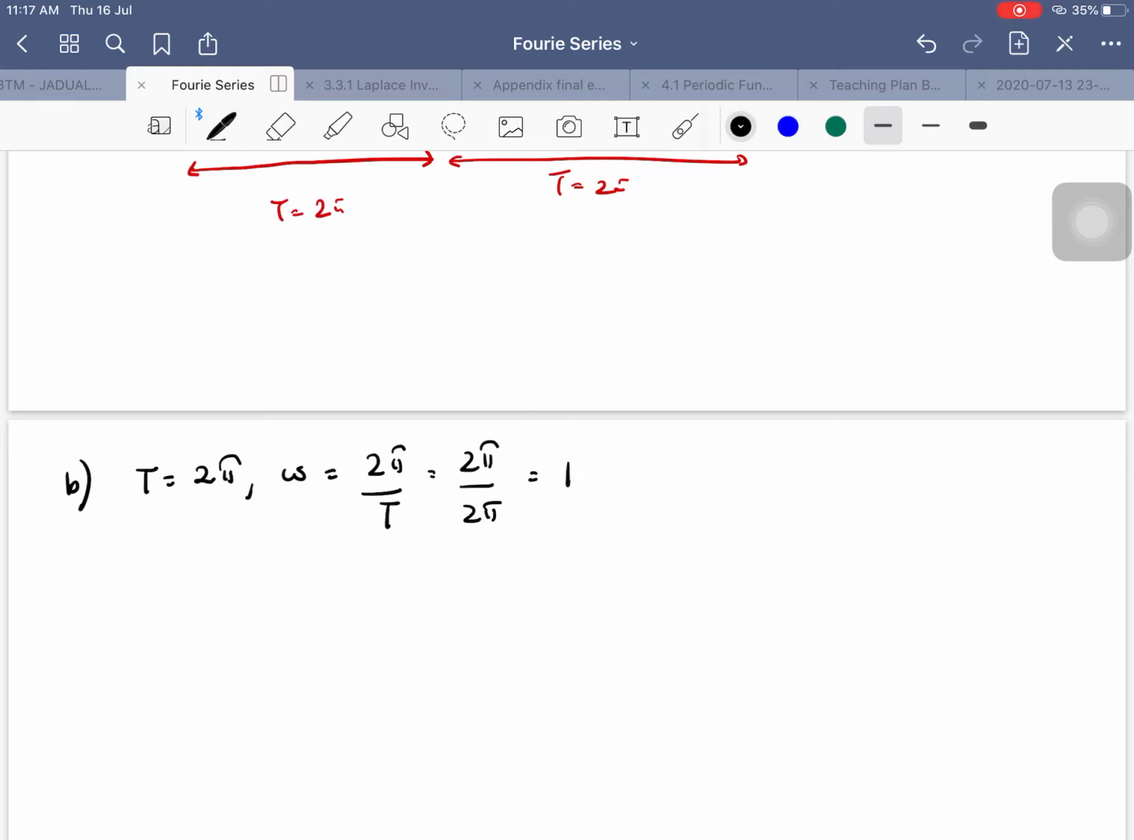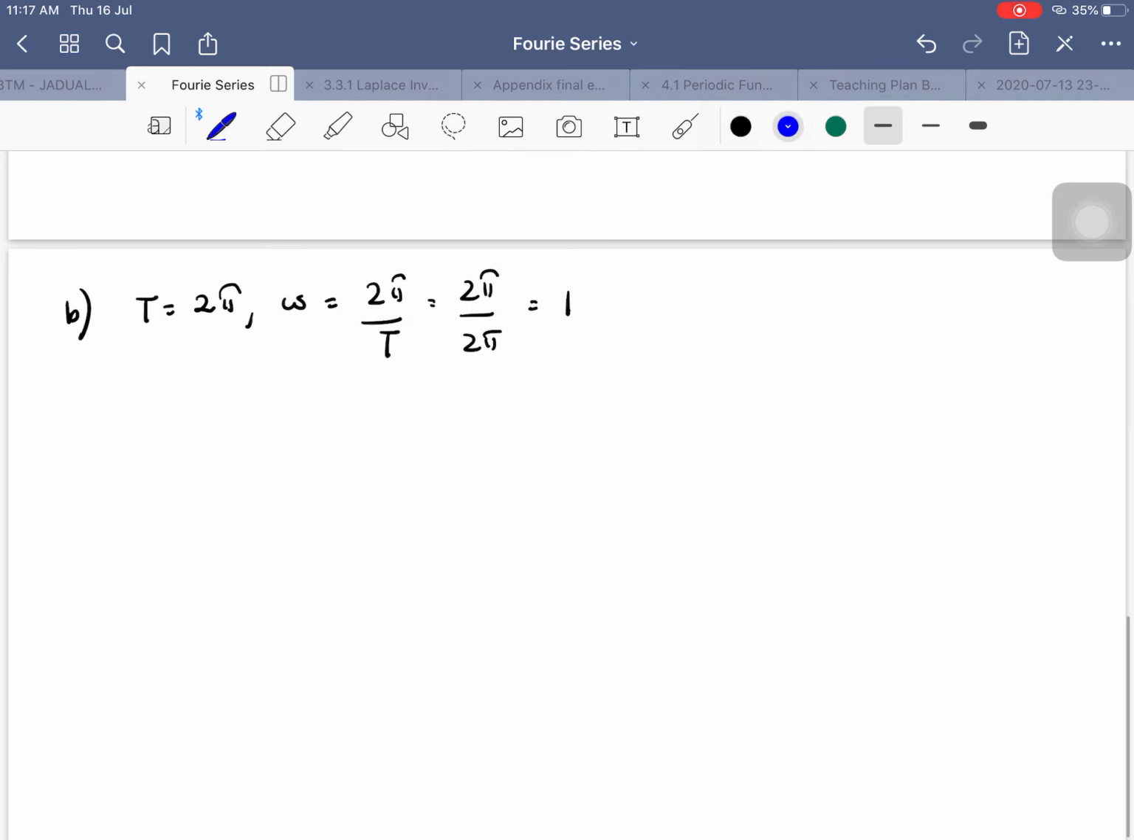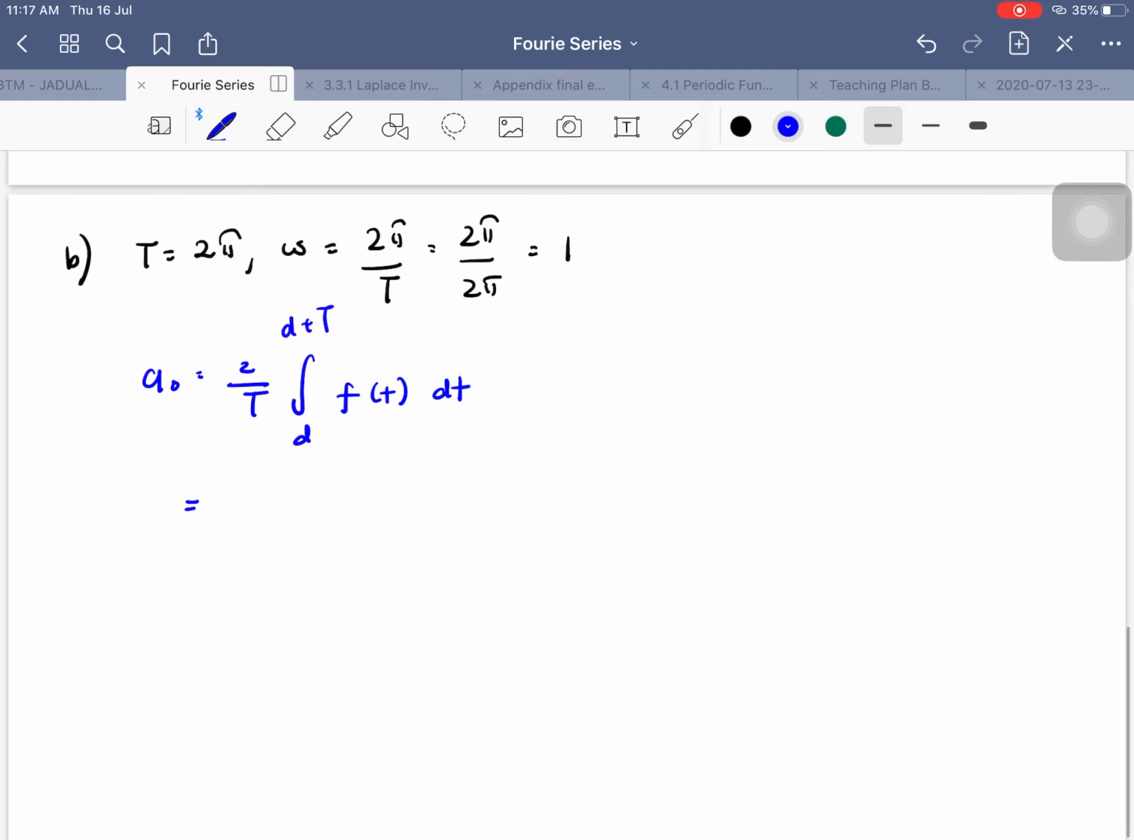Now that I have my omega value, I'm going to start with the first Fourier coefficient, which is a0. This is the formula for a0: 2 over T, the integral from d until d plus T of the function f of t dt. Now I'm going to start substituting. I'm going to have 2 over 2 pi, and now my integral.